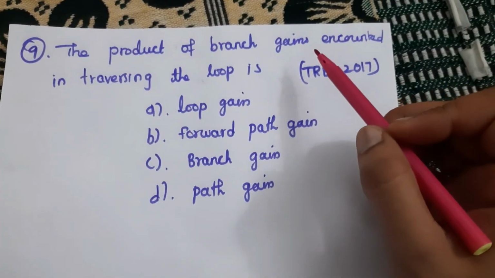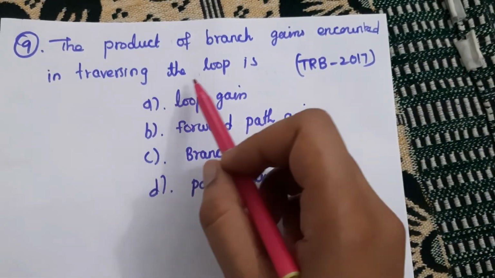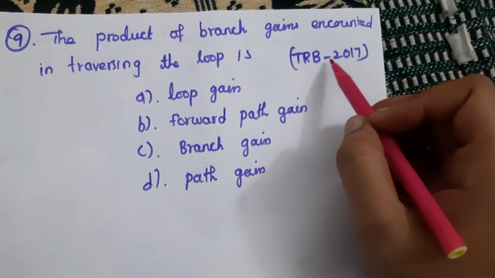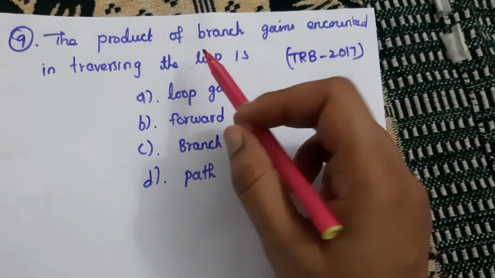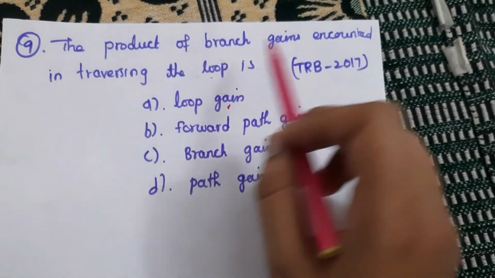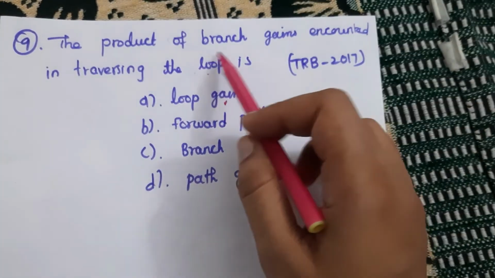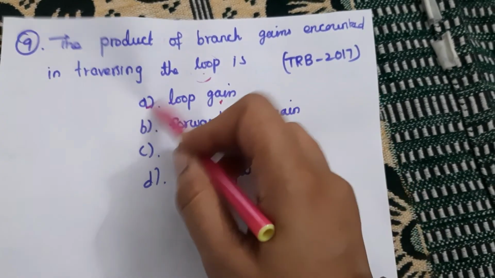Next question: the product of branch gains encountered in traversing the loop is, and this is a question from TRB 2017. The gain of the loop is known as loop gain. The gain of the forward path is known as forward path gain, and the gain of the loop is considered as loop gain. So here the answer is A.